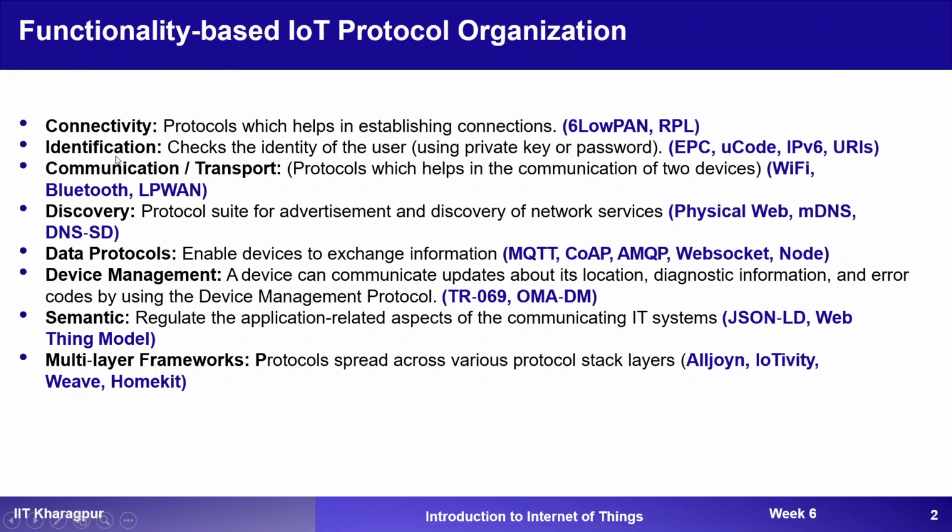Second one is your identification protocol. There are millions of IoT devices present in your IoT network, so in order to identify those devices, we need some protocols. The protocols which help to check the identity of a user are called identification protocols. Identity can be checked with the help of your ID, password, or private key. Examples of identification protocols are EPC, UCode, IPv6, URLs, etc.